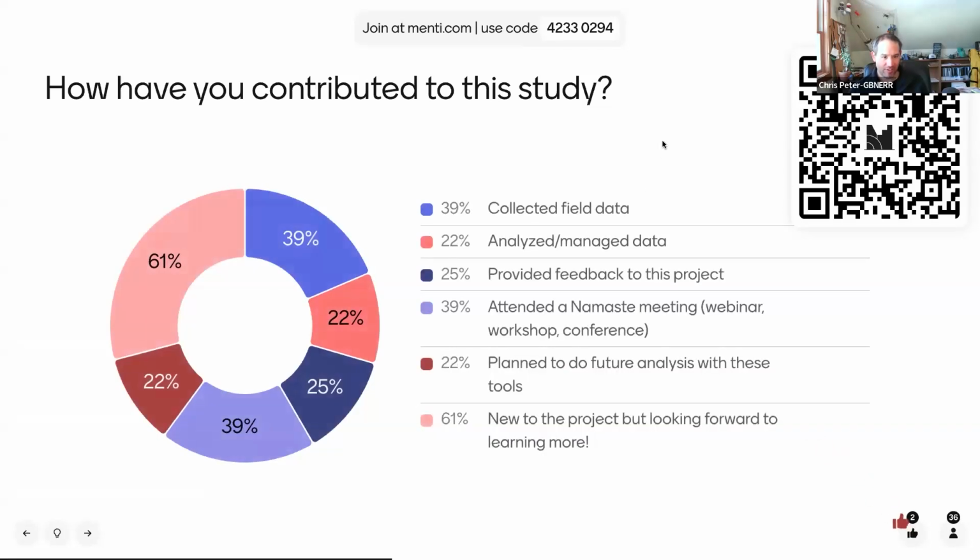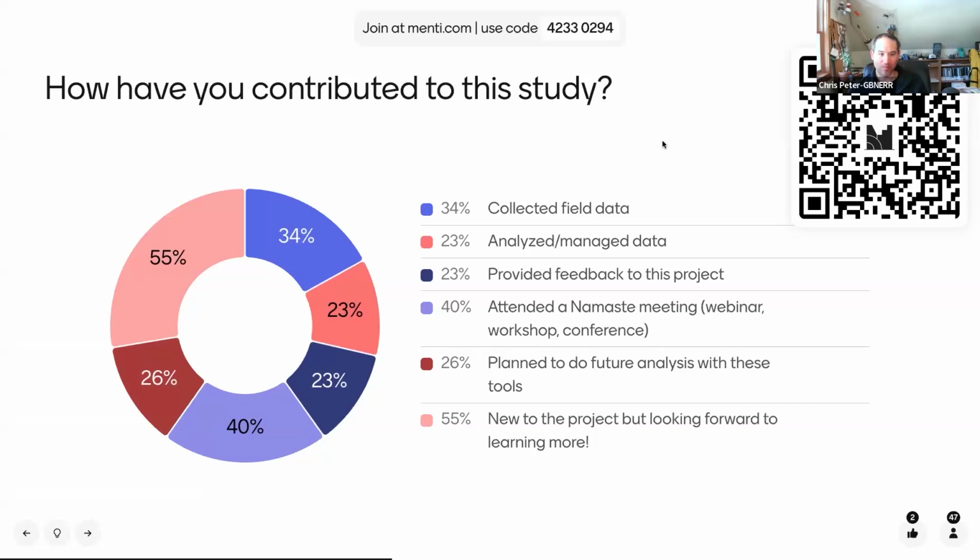Great, we have a lot of colors here that are kind of similar, but it looks like most people are new to the project and look forward to hearing about it, which is great. Seeing a lot of people have attended a meeting before, followed by a lot of people who collected field data, and we're really thankful for that.